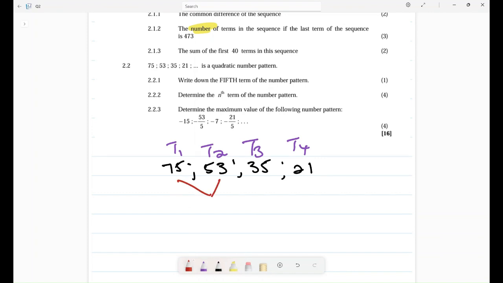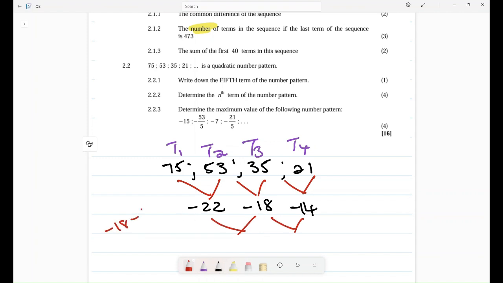I'm saying the first difference will not be constant. What will be constant is the second difference. 53 minus 75, remember, is this minus that, not the other way around. 53 minus 75 is negative 22. 35 minus 53 is negative 18, then negative 14. Then when I do my math here, negative 18 minus negative 22 is going to be plus, so negative 18 plus 22 is positive 4. Positive 4. I'm done.